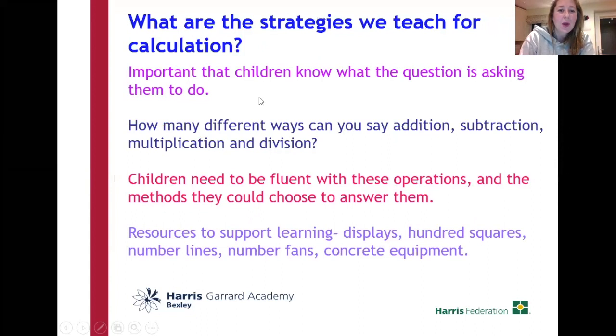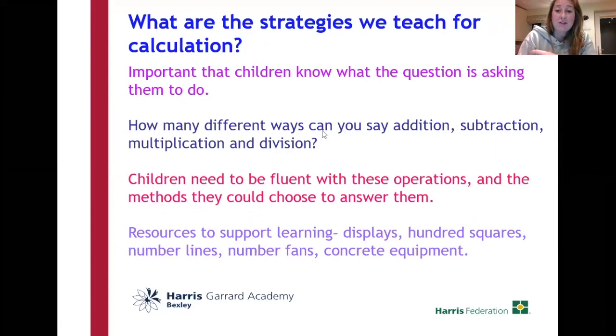Okay, right. So what strategies do we teach for calculation? It's really important that children know what the question asks of them. It sounds ridiculous, but if it's worded in a reasoning problem, I have some sweets, I get 9 more. How many do I have altogether? It's knowing what the operation is for that question. How many different ways can you say it? So addition, we say plus, we say add, we say total, we say amount. And it's making that vocabulary really accessible to the children.